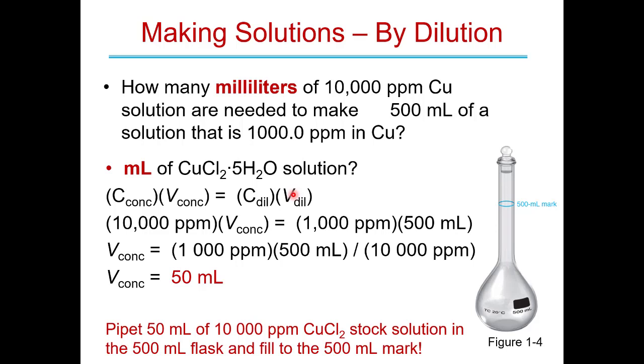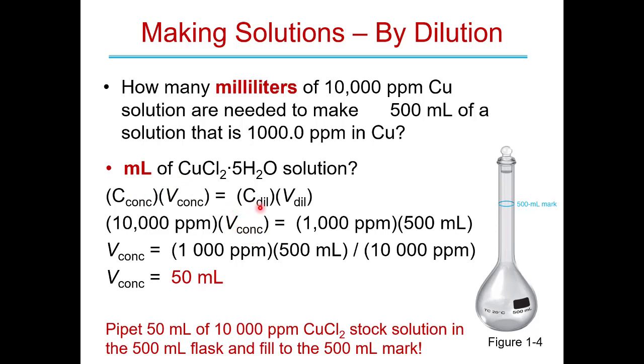So how many milliliters of 1,000 parts per million copper solution are needed to make 500 milliliters of a solution that's 1,000 parts per million in copper? So we want to figure out how many milliliters of the copper chloride pentahydrate solution to take. Okay, so this is a solution that we know is 10,000 parts per million in copper. So the concentration of the concentrated solution, 10,000 parts per million. The volume of the concentrated solution, that's what we're trying to figure out.